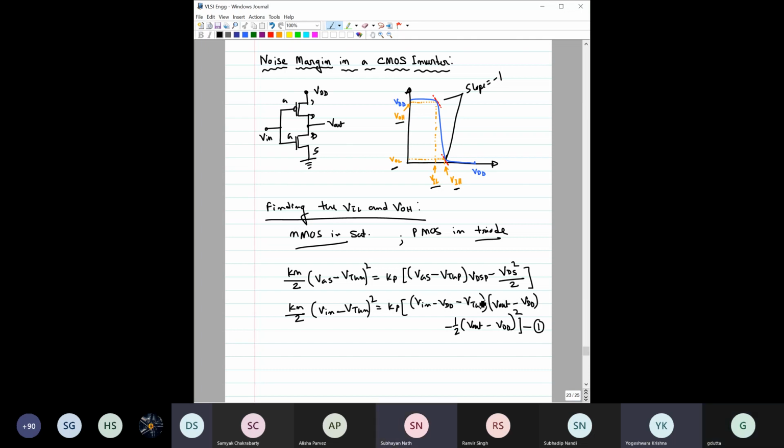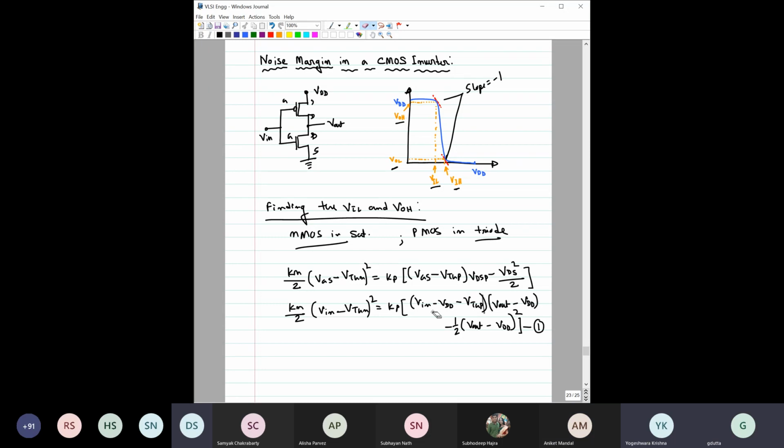Basically, every quantity should be positive, right? Like V in minus VDD minus VTHP, this whole term should be positive. V out minus VDD, this whole term should be positive. If they are negative, we also have to take the mod. Is it correct now? We don't have to give the mod there because VGS, VTH and VDSP are all negative, and as all the terms are negative, we don't have to give mod.